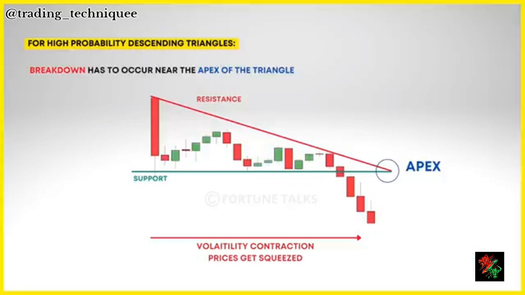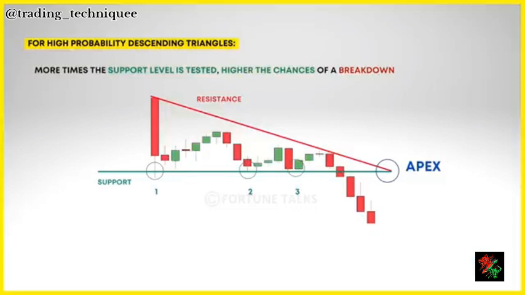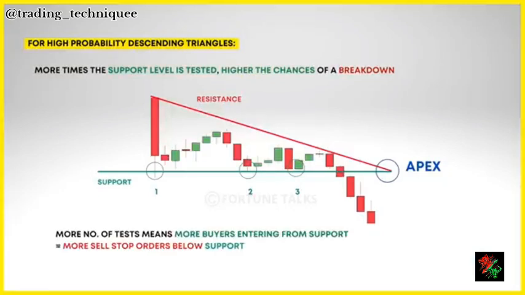Now when the volatility decreases, chances are the price will explode out of the descending triangle and quickly move in your favor. On top of that, the more times the support level is tested, the better. This is simply because when the price tests the support level multiple times, it will attract more buyers and thereby increase the number of stop loss orders below the support level.